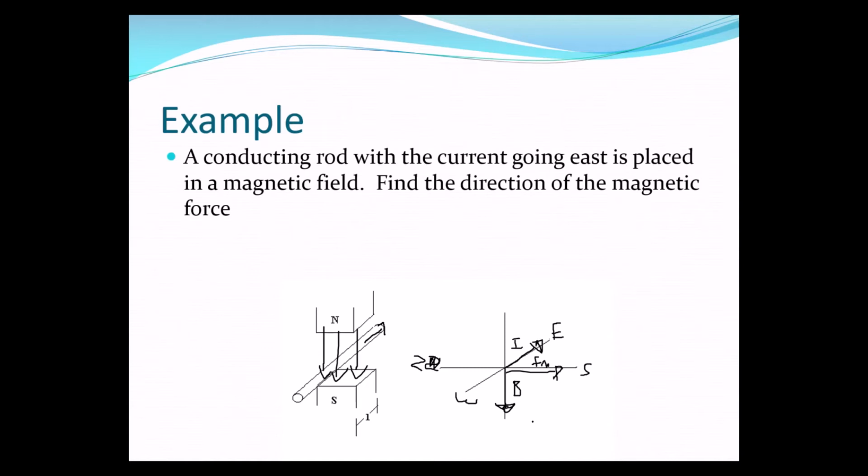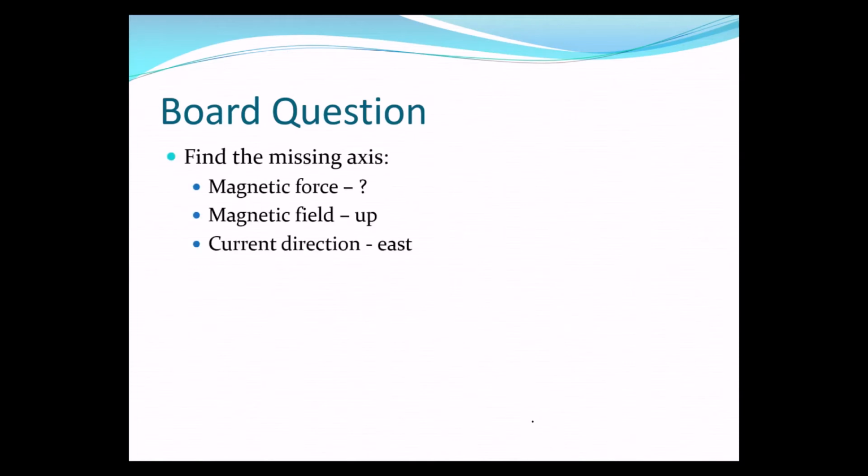So yeah, let's do some more examples. Let's do some board questions. Obviously you don't have your boards, but I'll do this on here. So find the missing axis. My magnetic force we don't know. My magnetic field is up, and my current direction is east. So feel free to pause the video and give it a go yourself and see if you can fill in that question mark.